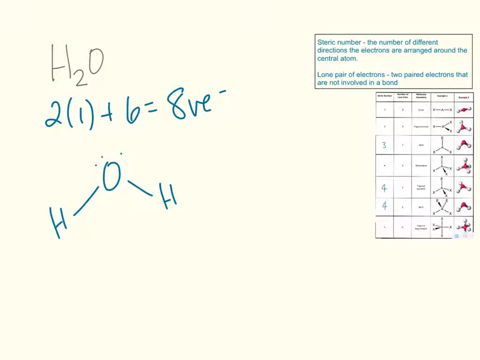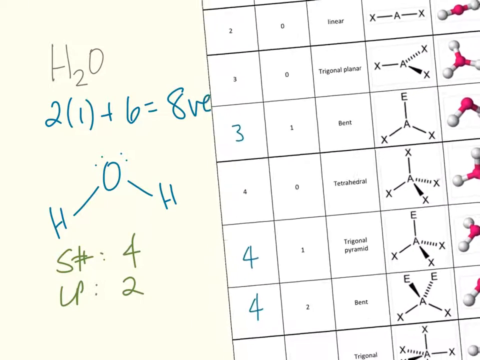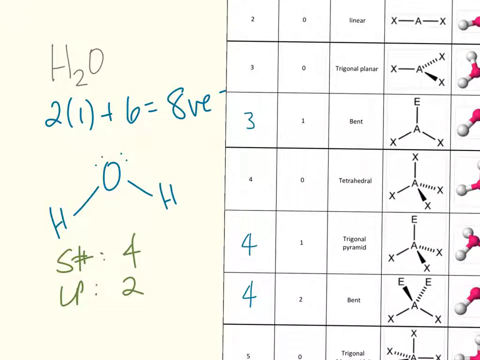And so now if I count my steric number, it has a steric number of 4 with 2 lone pairs, right? So the electrons are arranged in 1, 2, 3, 4 different directions, and then it has 2 lone pairs. And so if I'm going to check the geometry of it, I'll look over here, and I've got a steric number of 4 with 2 lone pairs.